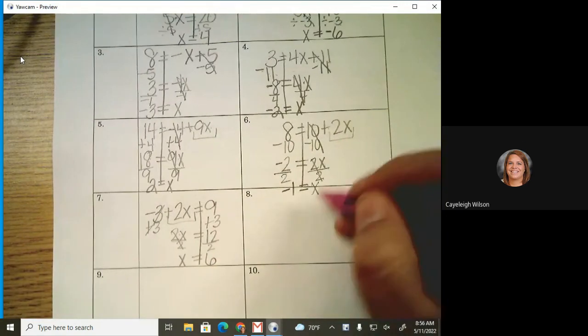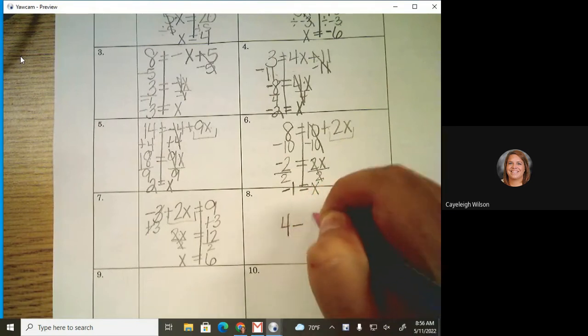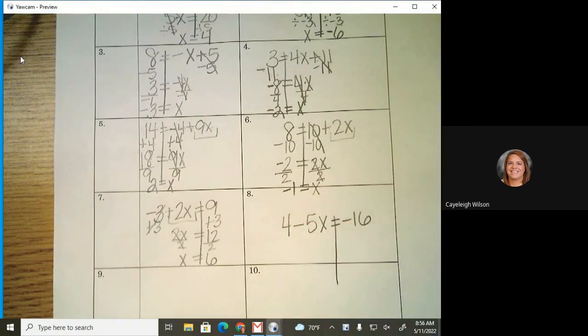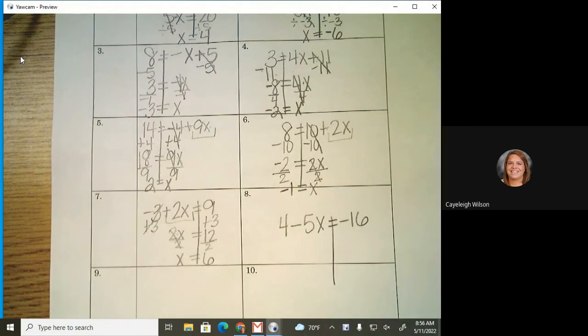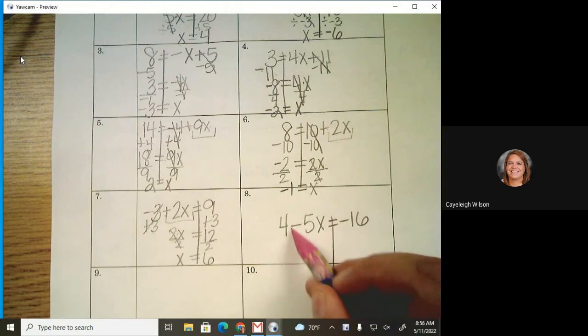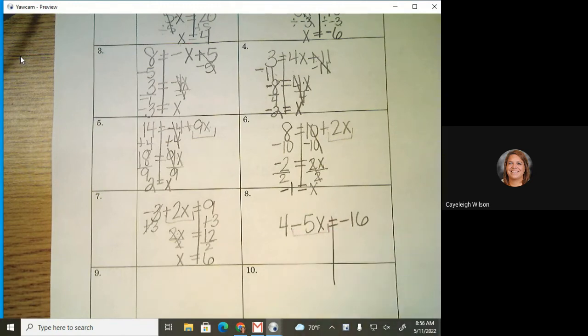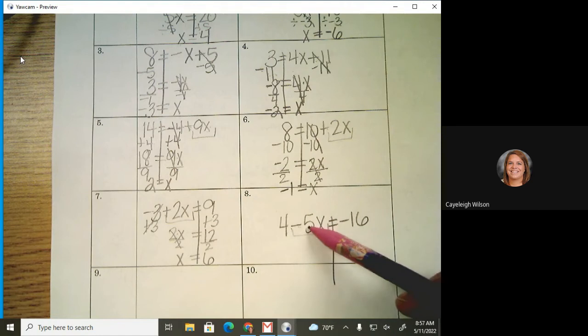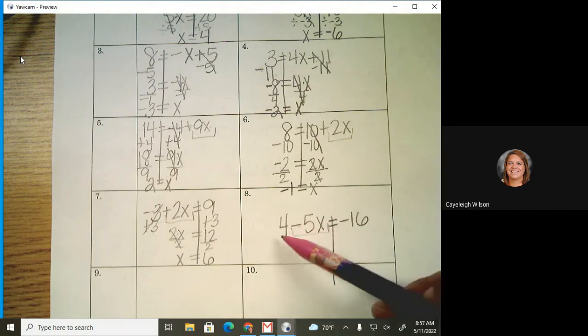All right, this last one might be the hardest one for some of us. Okay, so 4 minus 5x equals negative 16. So like we said before, we want to isolate the variable part by doing addition and subtraction first. So my variable part is this negative 5x because it's got that negative in front of it. That negative has nothing to do with this 4 because the sign in front is the sign that it keeps. So this is a negative 5x, which means I need to remove this 4.